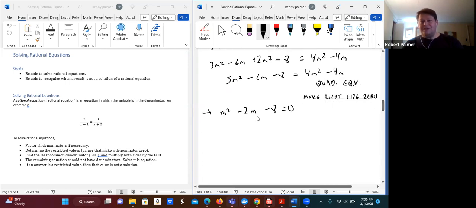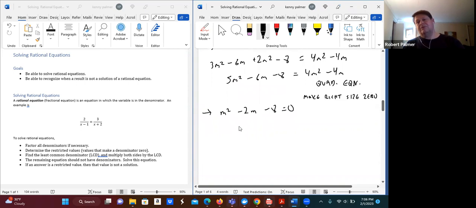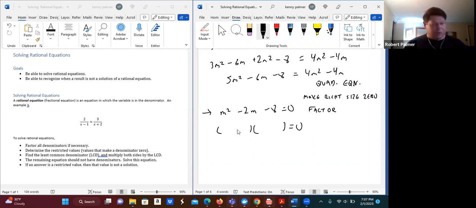you can solve this quadratic equation either by factoring or by using the quadratic formula. It's easier to do by factoring. So I'll go ahead and show you what that looks like. But if you use the quadratic formula, you get the same thing. So if we factor this, okay, this is then going to be m minus 4 and m plus 2.